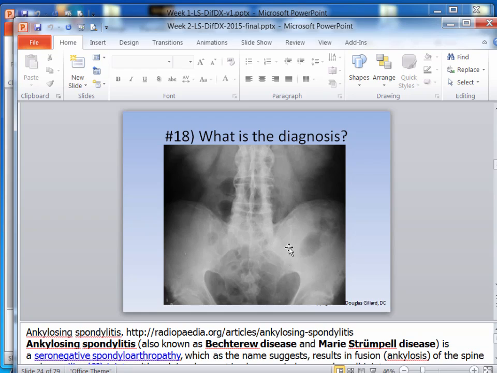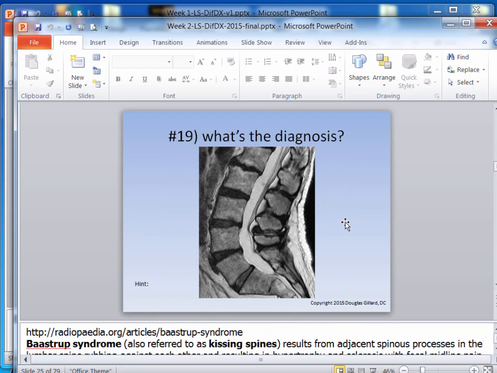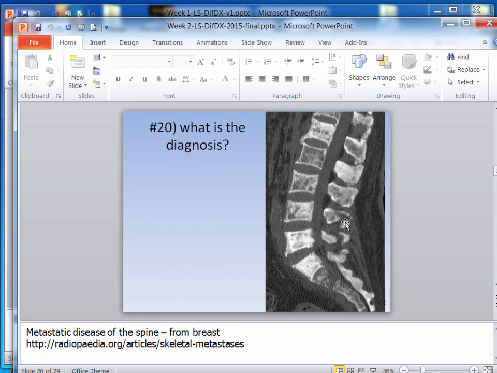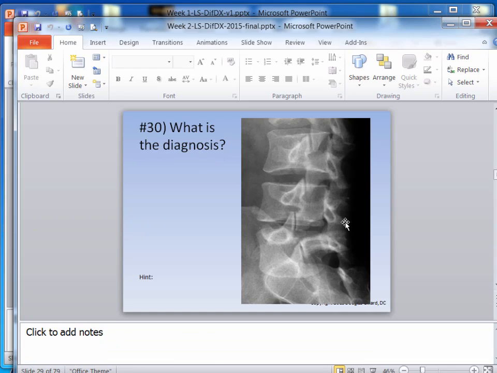Okay, where are the SI joints? They're gone, right? You can see the calcification here. This is ankylosing spondylitis. Don't miss that, right? Scotty Dog's neck has disappeared.